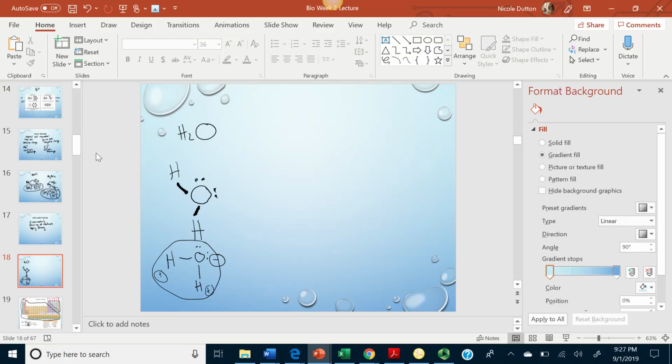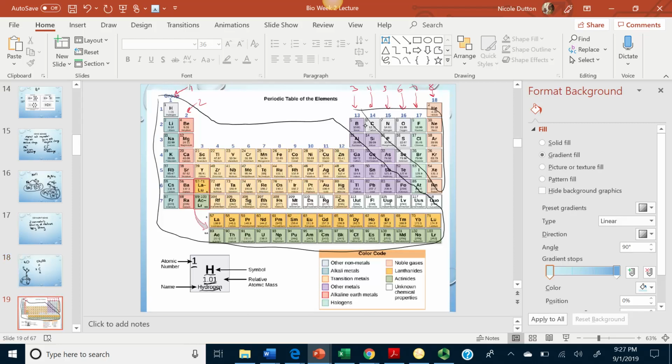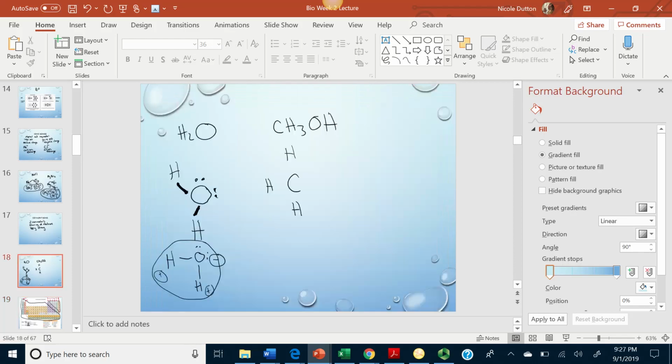Another example would be CH3OH. So we're going to draw a carbon with 3 hydrogens around it. Now we go to carbon here. Carbon is in row 4, so we have 4 dots around carbon. Each hydrogen has its own dot. And then we're going to draw an oxygen. And if you recall, oxygen has 6. So 1, 2, 3, 4, 5, 6. And then hydrogen has 1.